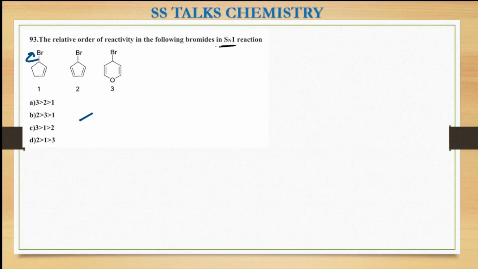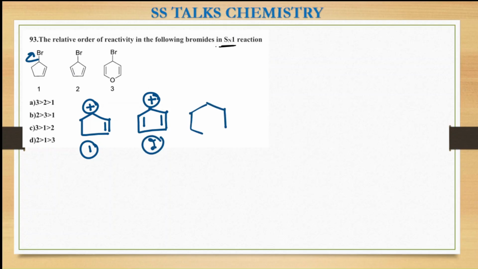The first molecule, the carbocation formed will be this one. Here the double bond will be present and the positive charge will be formed over here. In the second molecule, after the loss of the Br negative, the positive charge will be formed over here. And in the third molecule, I will be seeing that this carbocation species is being formed. So we have to compare the stability of these carbocations only to predict the rate of the reaction.